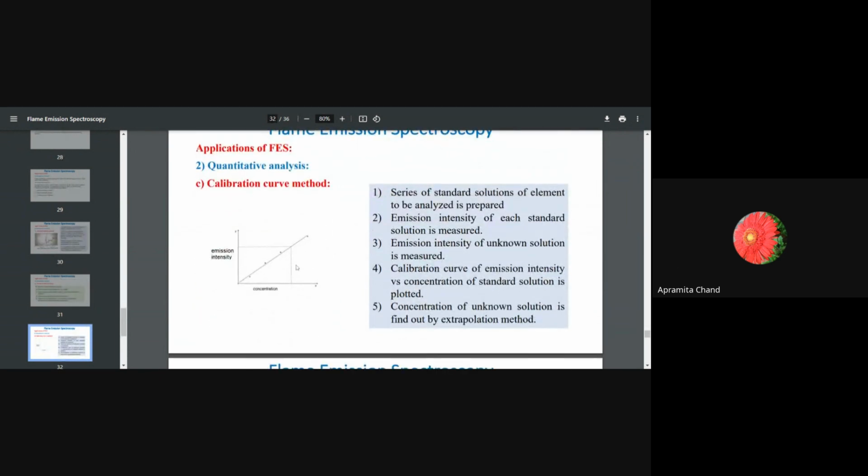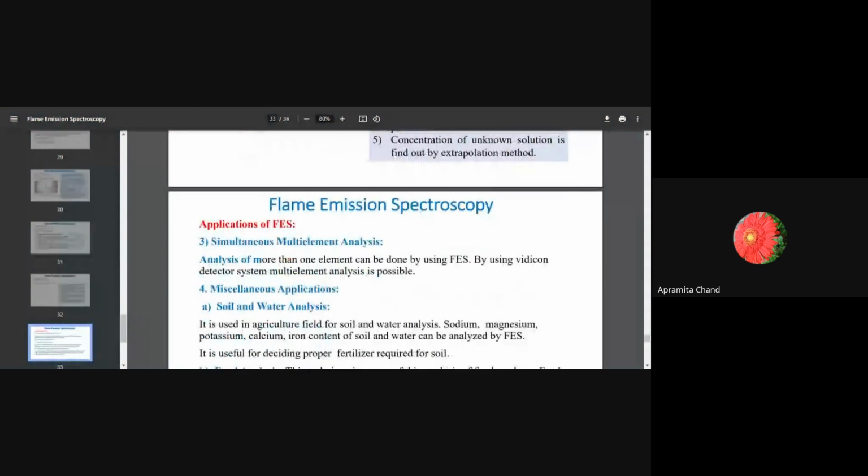And here we have already seen, as in the previous example of AAS, how the calibration curve is made. The only difference here is that the emission intensity is being recorded. Okay, instead of the absorbance, we are seeing the emission intensity and we are plotting it against concentration. So if we are connecting the dots of the standard solutions we are preparing, and we are seeing the emission intensity, then if we have some solution of unknown concentration also, we can find it out using the extrapolation method. Okay, we can find it out by the extrapolation method.